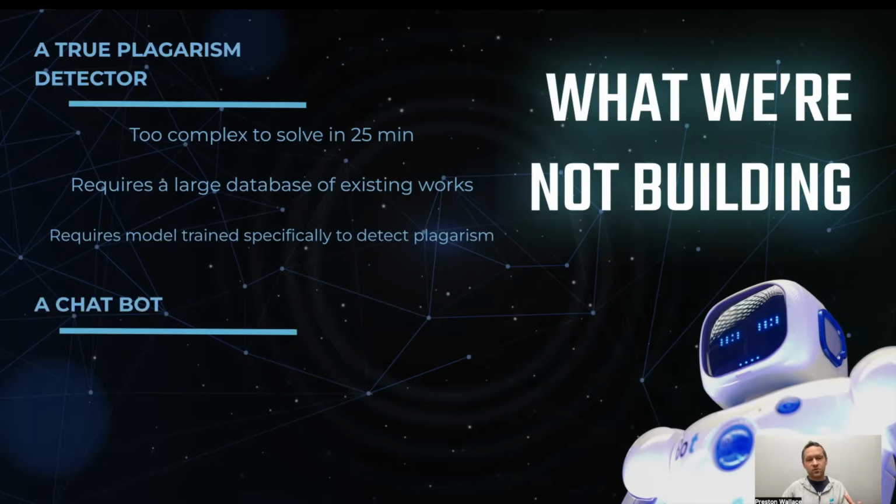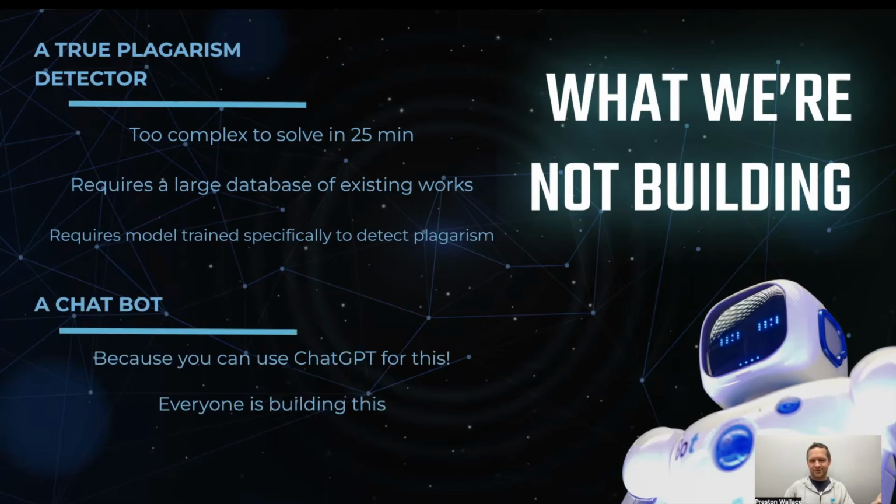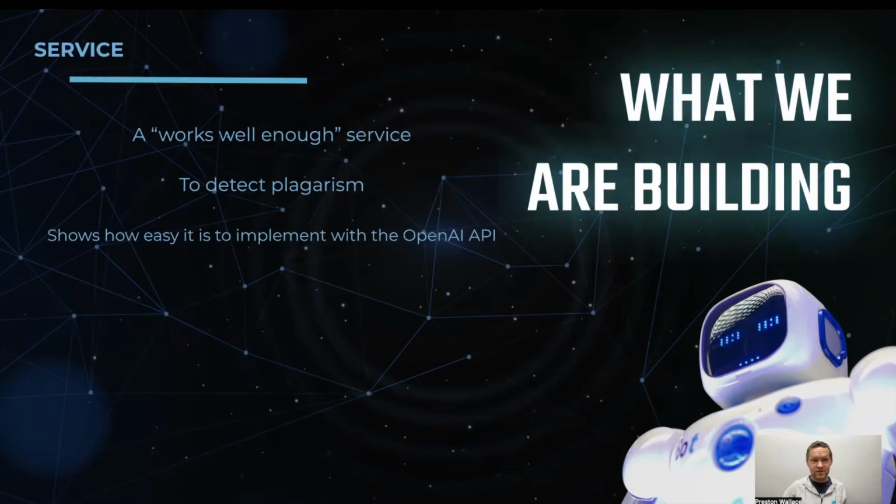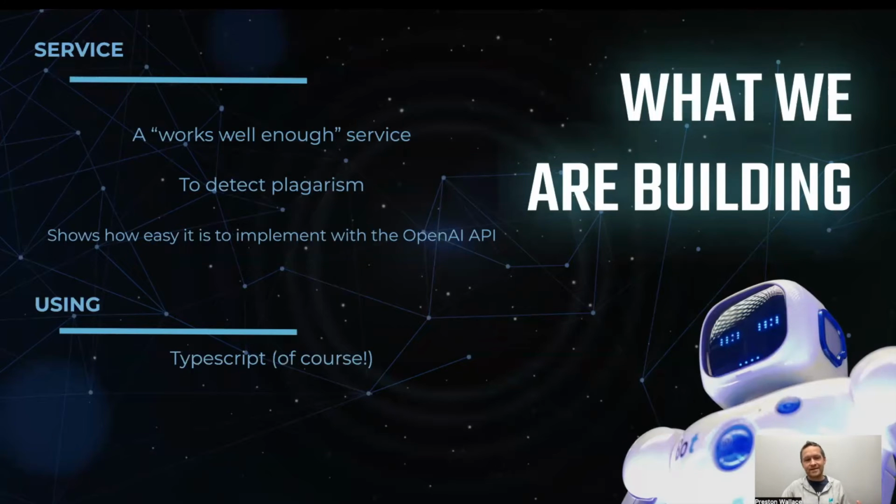And what we're also not creating is a chatbot, because everybody is doing this, and you can use ChatGPT for this, right? Everybody's already doing this out there in these tutorials online. I wanted to show a different use case, a different way that we can use it in our application. So what we are building is a service that works well enough. It's something that detects plagiarism, it really does, and it shows how easy it is to implement with the OpenAI API. Of course, we are going to be using TypeScript and the OpenAI API, because this is a TypeScript conference. And we're going to be using React, Express, and Node.